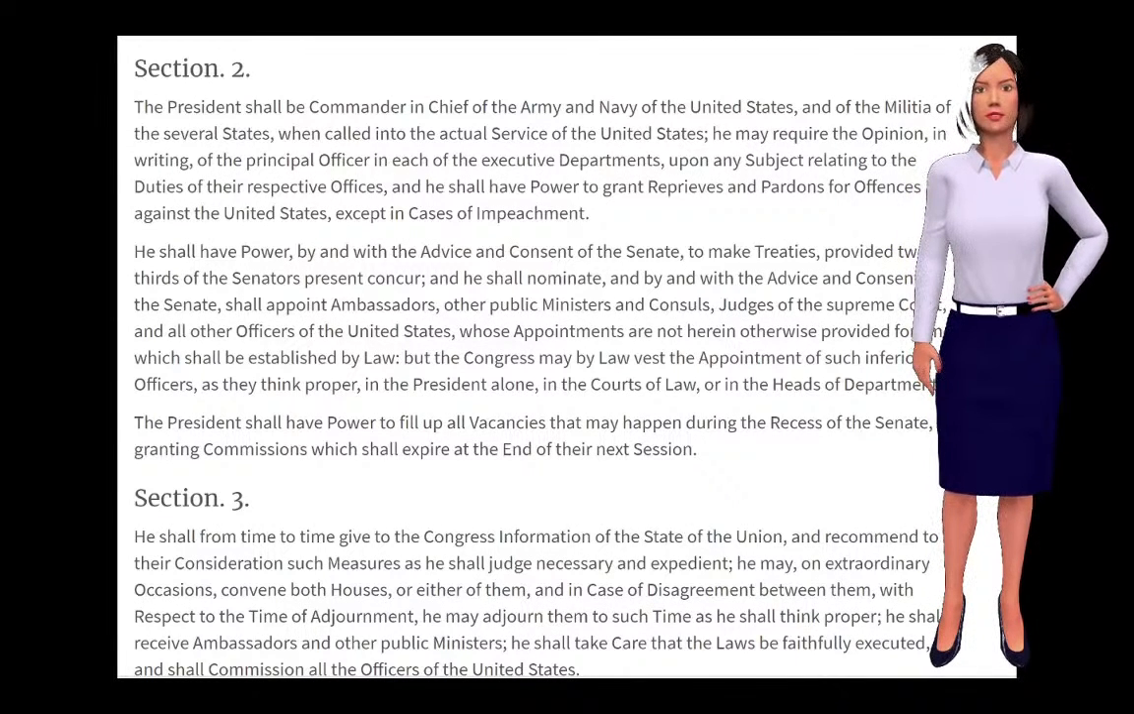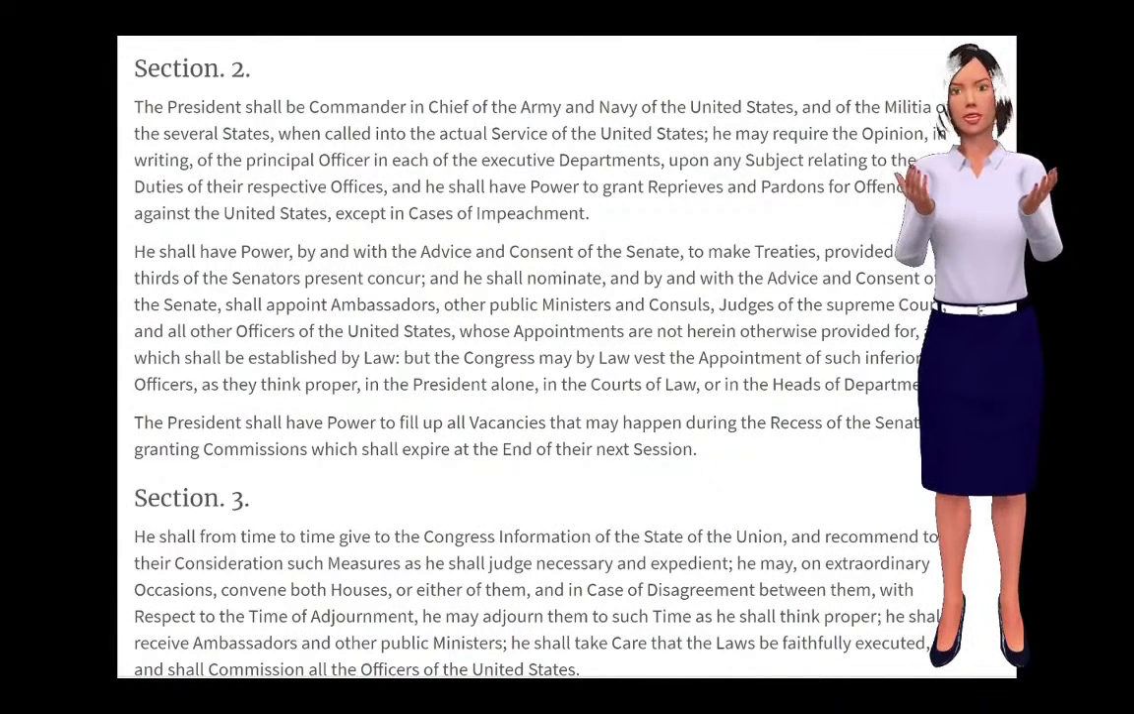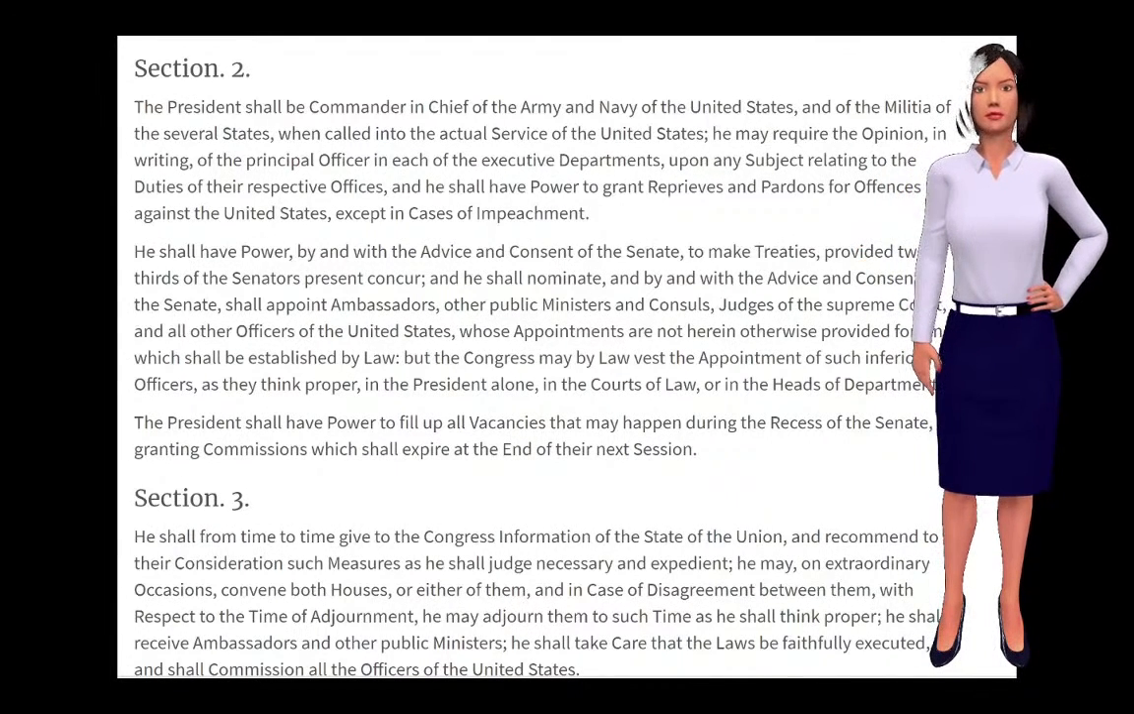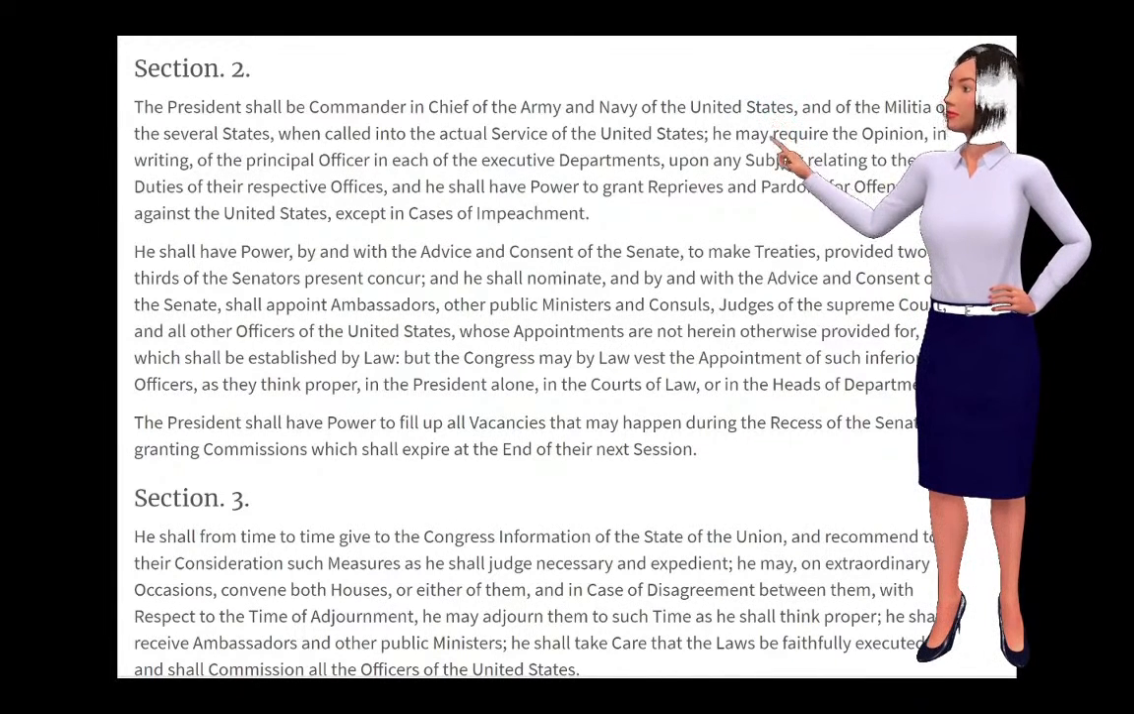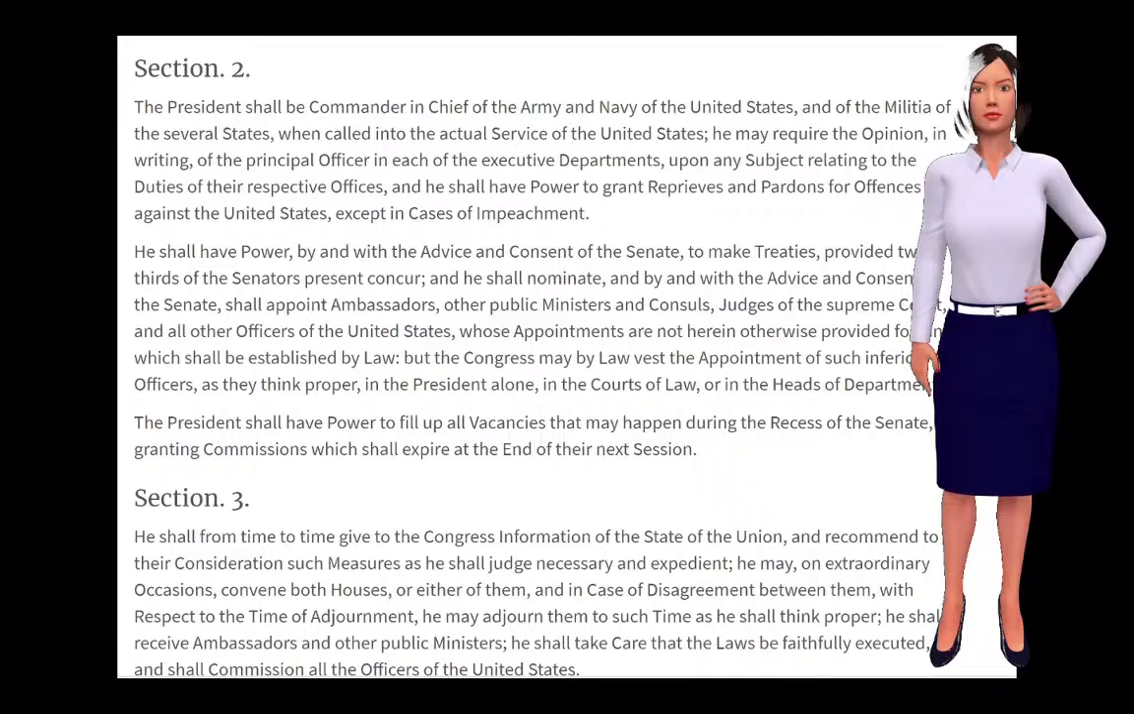There are 4 clauses in this section. The first clause expressly states that the president is the commander-in-chief of the Army and Navy, and of the militia of the states during wartime. He also has the power to grant reprieves and pardons for offenses committed against the United States.